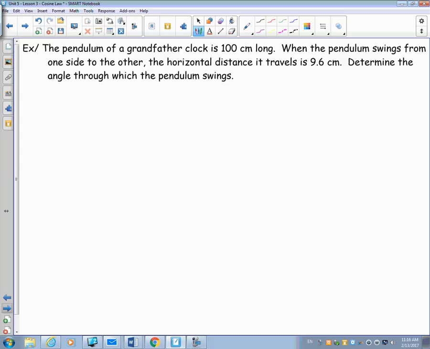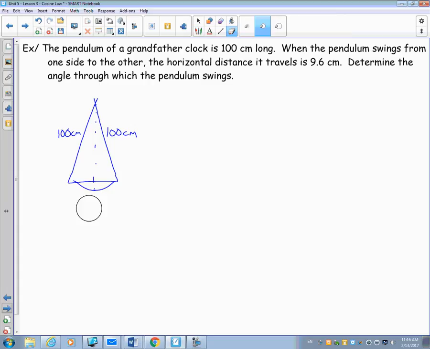The pendulum of a grandfather clock is 100 centimeters long. When it swings from one side to the other, the horizontal distance it travels is 9.6 centimeters. Let's figure out the angle through which the pendulum swings. So we've got a pendulum, but it's going to swing this way and then swing this way. So we're going to end up with a triangle. The pendulum's 100 centimeters, or 1 meter. The horizontal distance it swings, so the triangle piece, is 9.6 centimeters, and we want to know the angle.